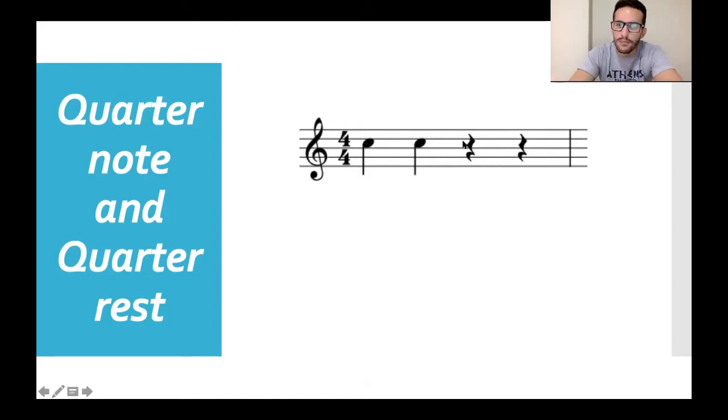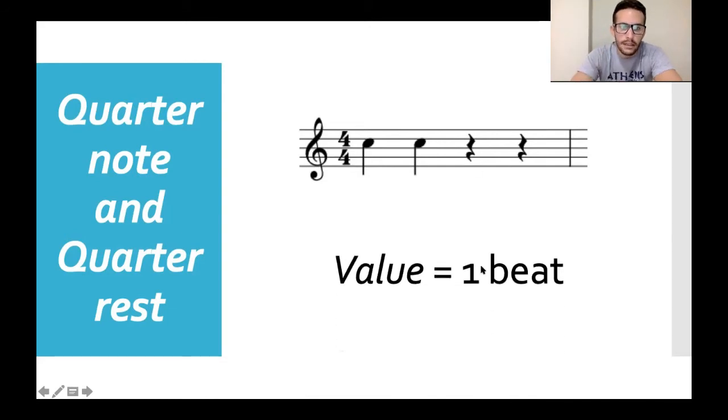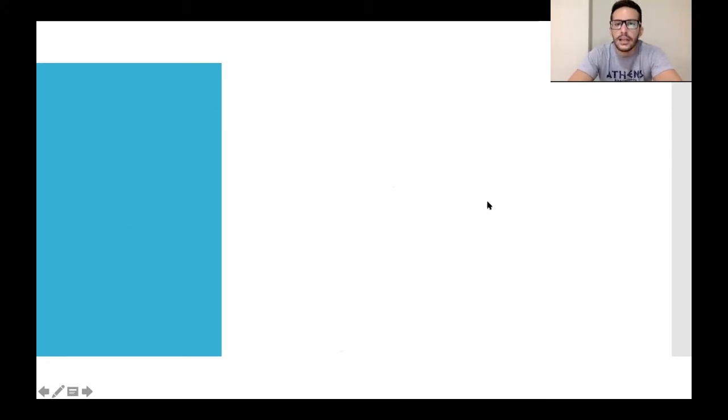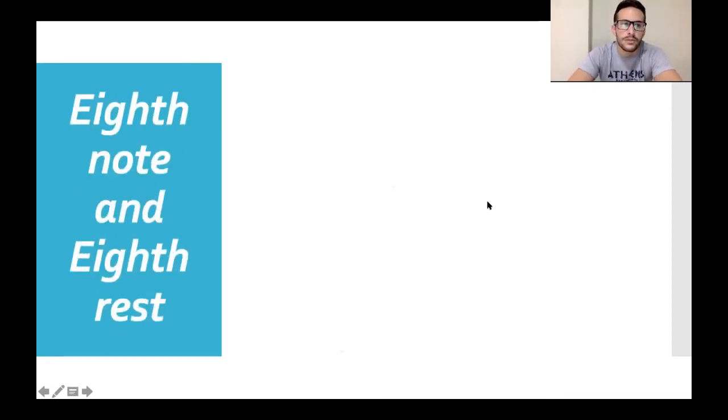Because it's going to help you recognize what the quarter rest actually is. And also they have a value. The value is 1 beat long. So each quarter note is 1 beat, and each quarter rest is 1 beat. Since we have here 2 quarter notes and 2 quarter rests, it's 1 beat, 2 beats, 3 beats, and 4 beats in total. And let's continue with the last one we're going to review for today.